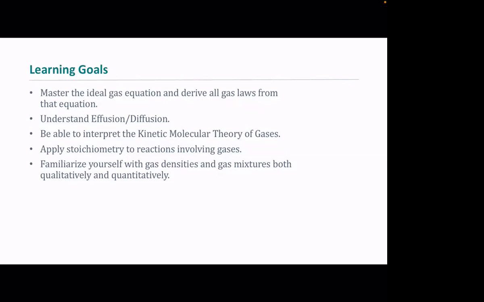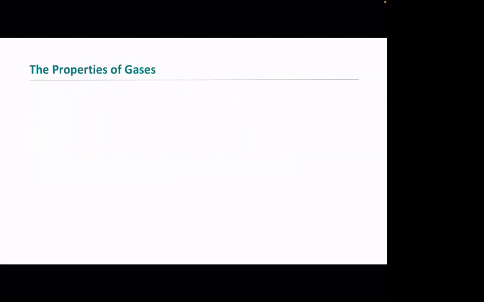Apply stoichiometry to reactions involving gases. You can take our stoichiometric knowledge and do it the same way we did before. There's a little bit of a nuance, because one of the products or reactants might be a gas, and we'll be able to use PV = nRT along with the stoichiometry. And then familiarize yourself with gas densities and gas mixtures, both qualitatively and quantitatively. The quantitative part can once again be derived from PV = nRT, and that's the approach I'll take.